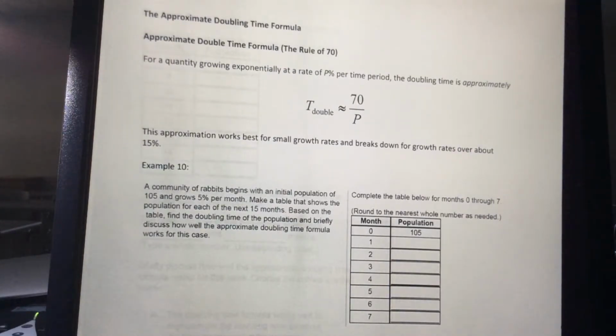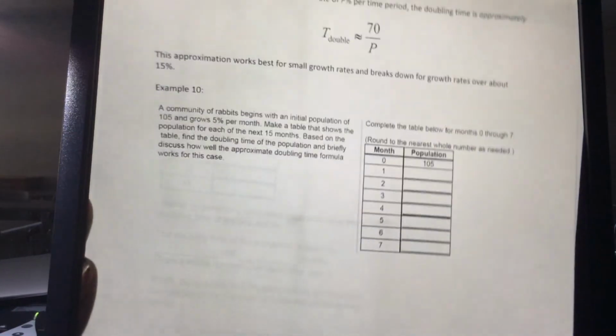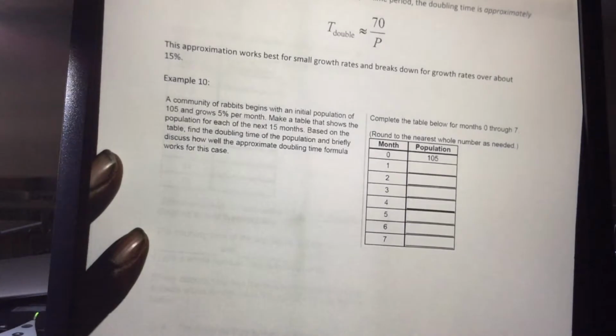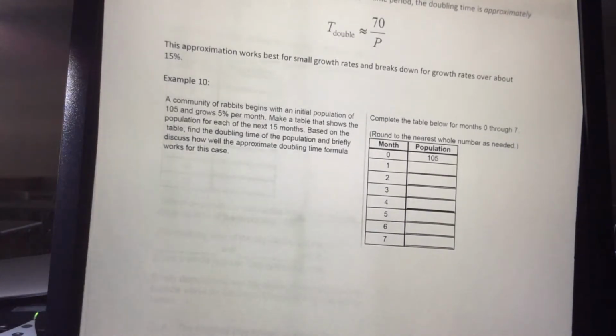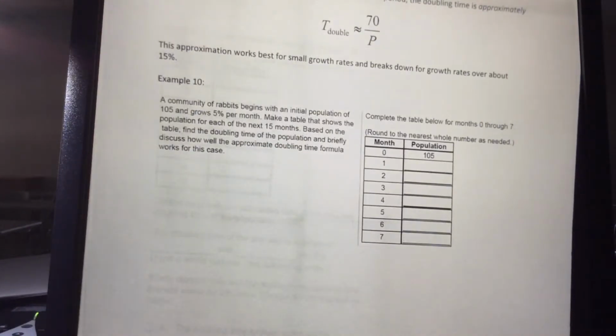All right, take a look at example 10. In this case, we've got a community of rabbits. It begins with an initial population of 105 and grows 5% per month. Make a table that shows the population for each of the next 15 months. Based on the table, find the doubling time of the population and briefly discuss how well the approximate doubling time formula works for this case.